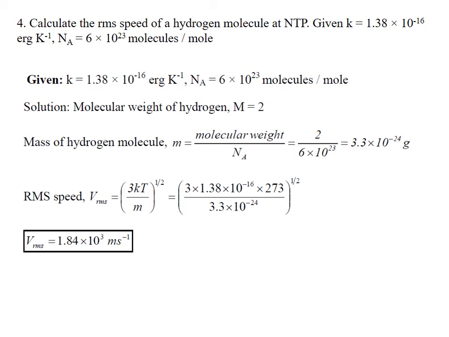Calculate the RMS speed of a hydrogen molecule at normal temperature and pressure. Given k is equal to 1.38 into 10 to the power of minus 16 erg per Kelvin and Na is equal to 6 into 10 to the power of 23 molecules per mole. And now the values which we know are the value of k as well as Na. The molecular weight of hydrogen M is equal to 2.